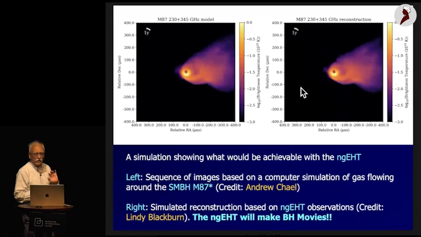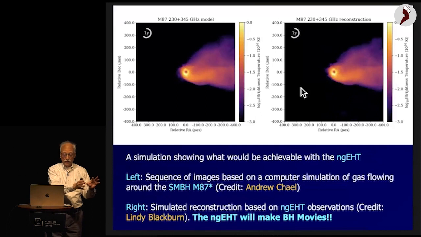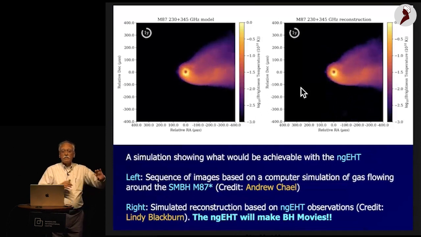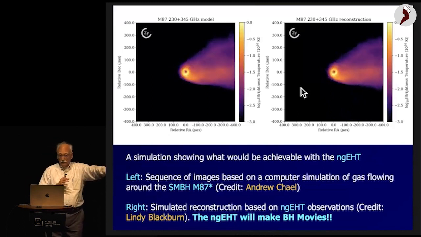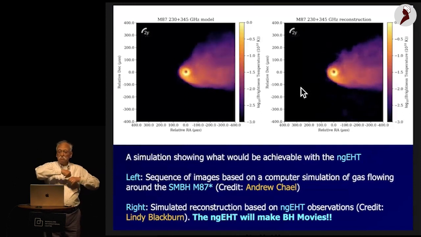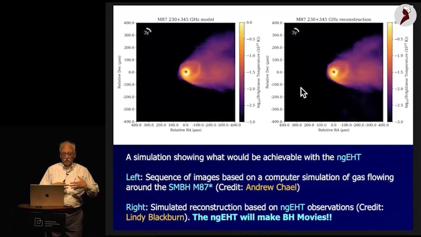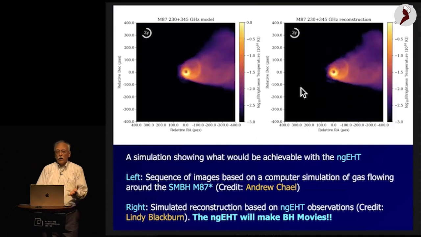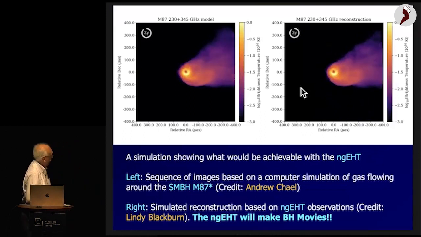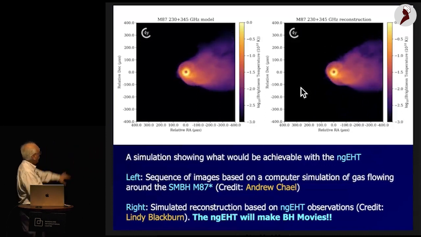And then what you do is, you say, look, here is my guess of what M87 might be doing as a function of time. Suppose I had NGEHT and it observed this object. Let me pretend that I'm observing this object with the sensitivity limits and the arrays that I have. I'll take the data, treat it like real data, make pictures. What will I see? How well will I be able to do? What this shows is you will be able to do amazingly well.